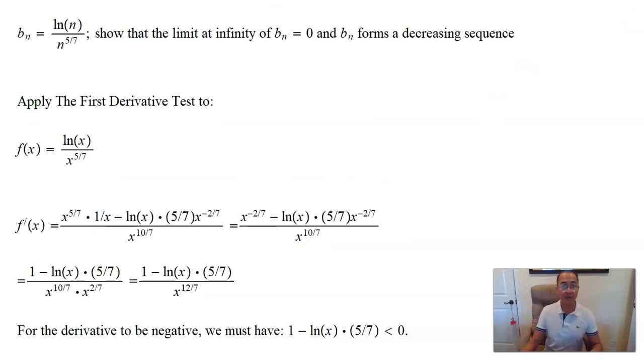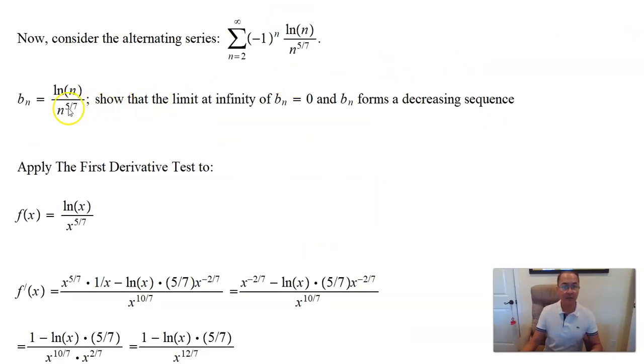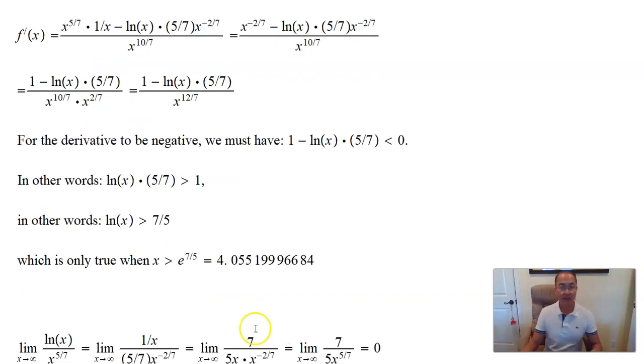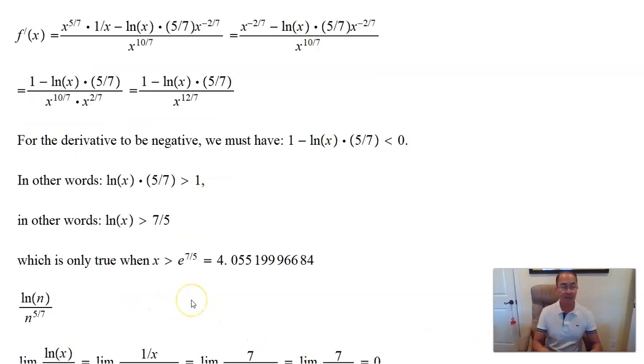Okay, so let's go back to our original series, which is this. So ln of n over n to the 5/7 will be decreasing only when n is at least 5 or greater than 4.